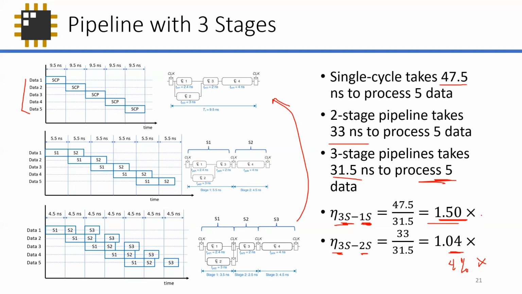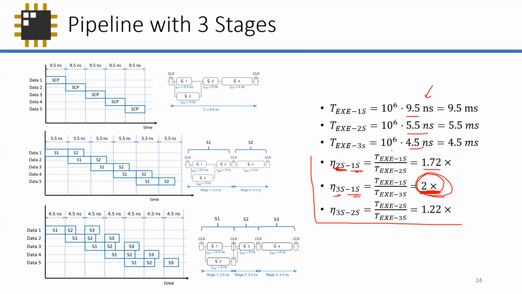Now that 1.5 times only happens if you're processing very few data samples in the beginning. But if you're processing a million instructions or a million data, you get that 2 times improvement, right? And between three stage and two stage, you get the 22% increase as well.